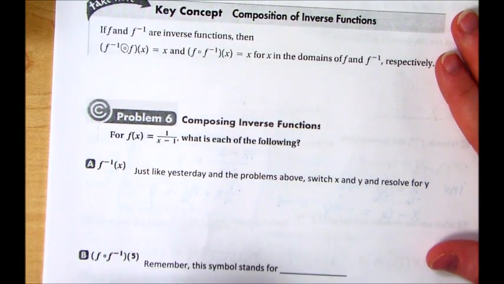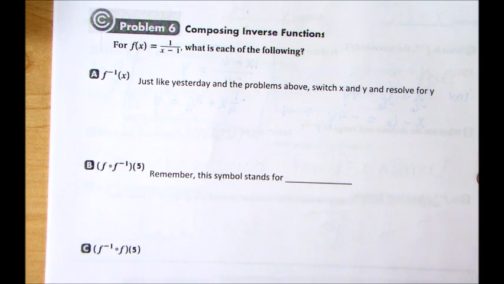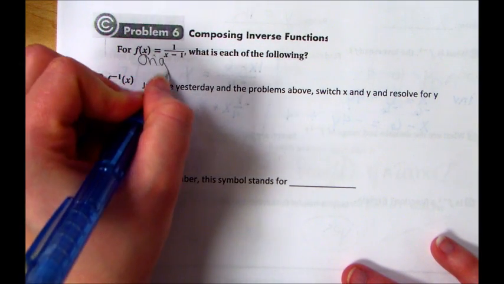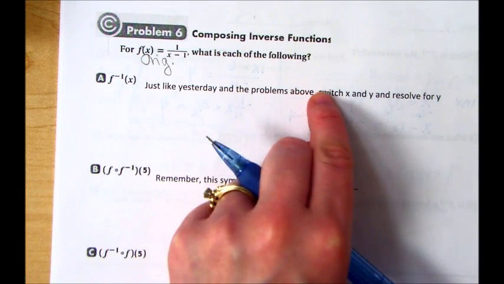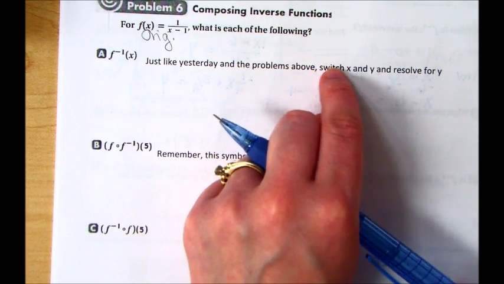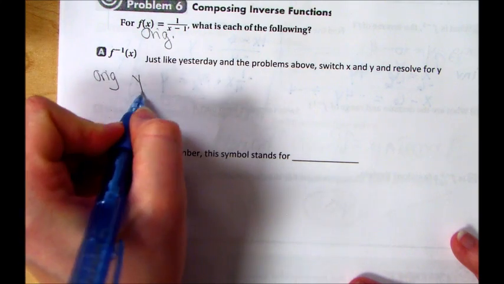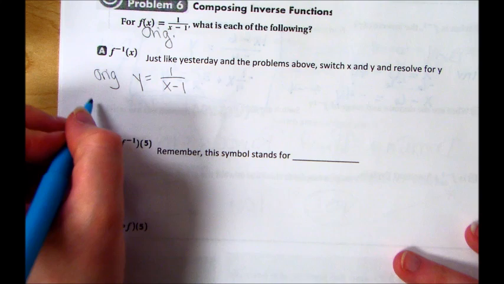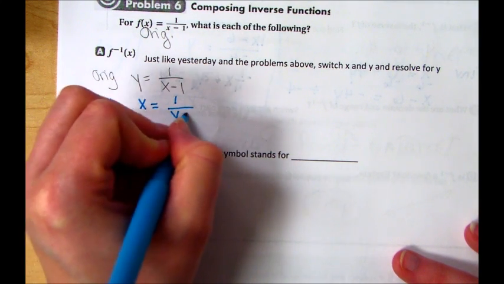So let's just see it played out. Problem 6. What is each of the following based on these questions? This is the original. Maybe we want to write original up here. And they want us to find the inverse. So just like yesterday and the problems we did above, switch x and y and re-solve. So the original was y equals 1 over x minus 1. So the inverse is x equals 1 over y minus 1.